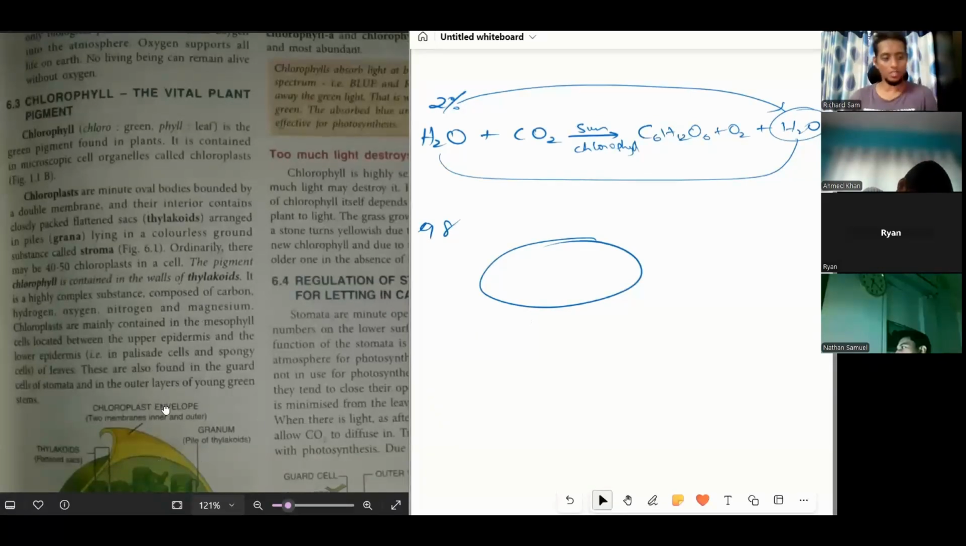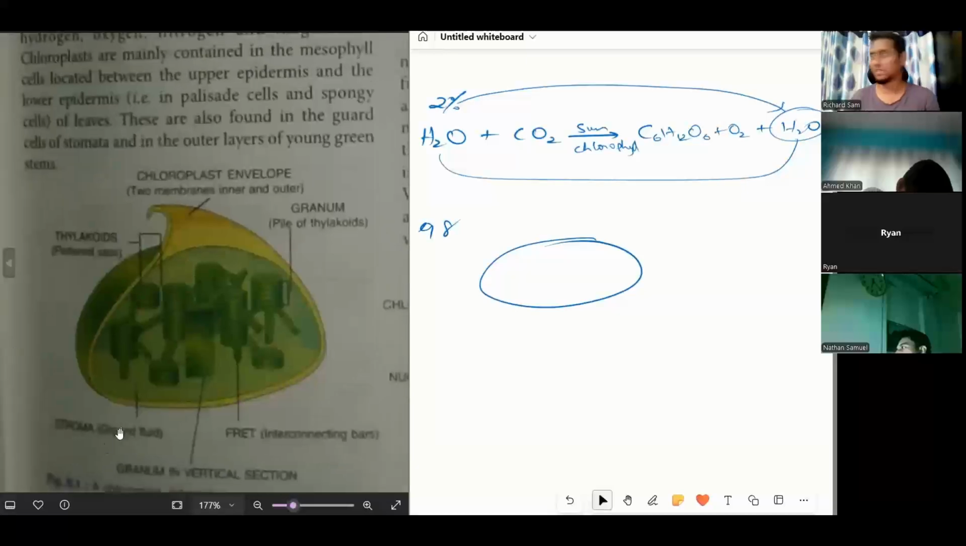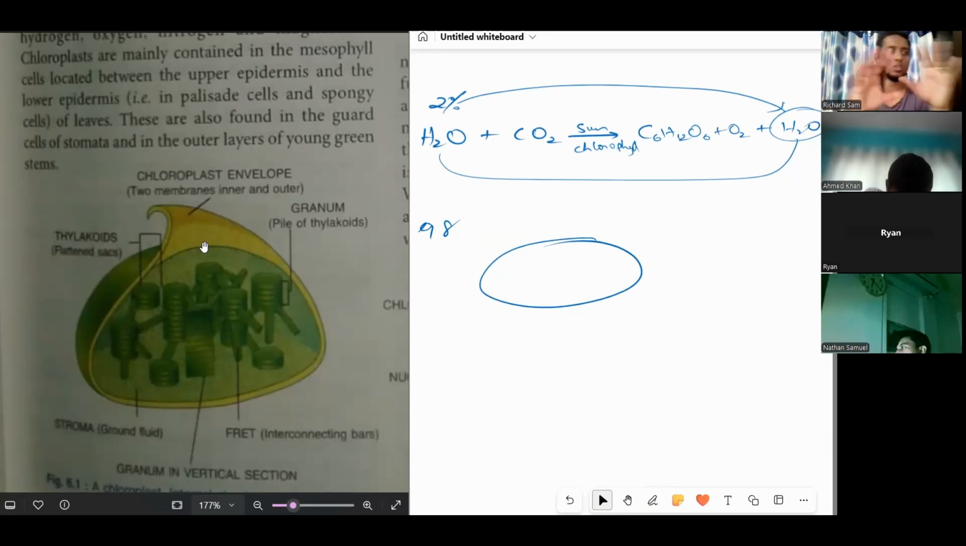So how does a chloroplast look? This is a picture of a chloroplast. Okay, they have opened it. Inside the chloroplast, the ground substance, the semi-liquid substance throughout the whole chloroplast, is something called stroma, the ground fluid. In the stroma, there is this sac, a flat sac. They're called thylakoids. Now, when you put so many thylakoids one on top of the other, you get a stack of thylakoids that is called granum.